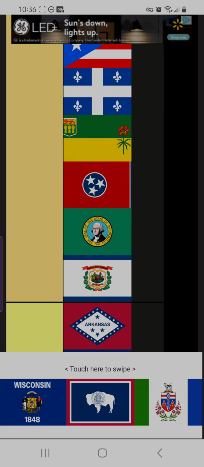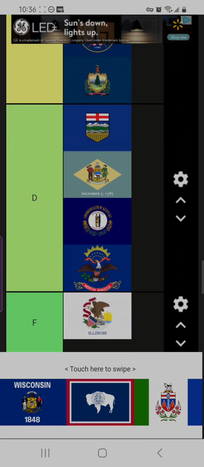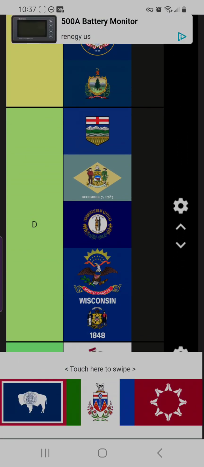Wisconsin is a D tier. I can just tell you, it's a D tier flag. It's absolutely bad. It's a D minus. It is an absolutely terrible flag. It's too basic. It's way too basic. And not in a good way.